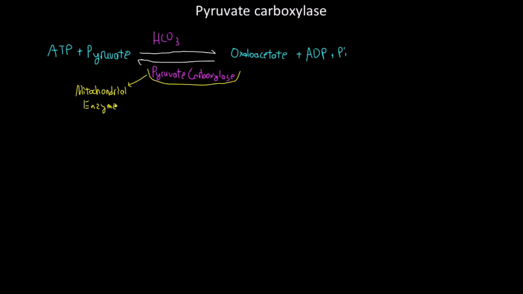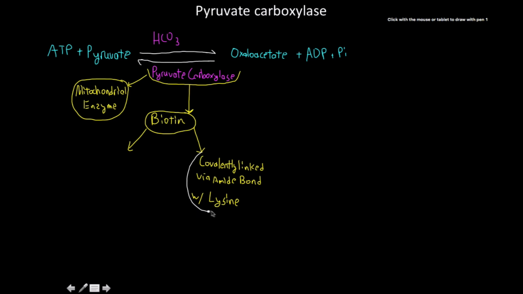So mitochondrial enzymes, this is all happening in the mitochondria. In this context, and if you're alpha proteobacteria, well, you know where that story comes from. But anyways, the cofactor for pyruvate carboxylase is biotin. Not forgetting the general things we talked about at the very beginning, this is covalently linked via an amide bond with lysine.